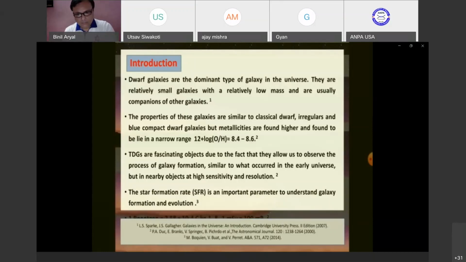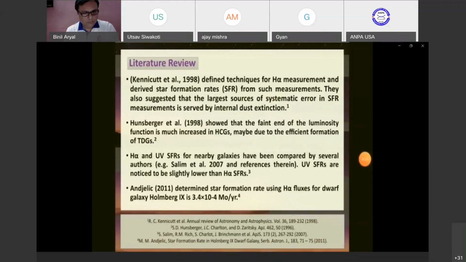Tidal dwarf galaxies are very interesting objects to study the process of galaxy formation, and the star formation rate is one of the important parameters to understand galaxy formation and evolution. So we were also interested in studying the star formation rate of tidal dwarf galaxies. During our study, we followed different literature. I have listed some of the important literature here.